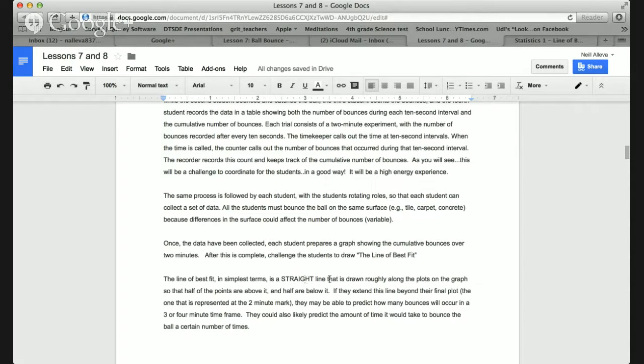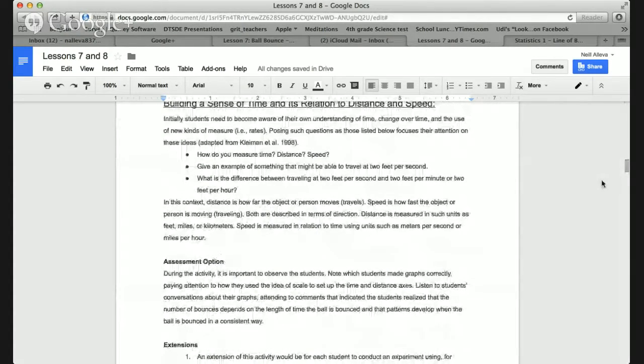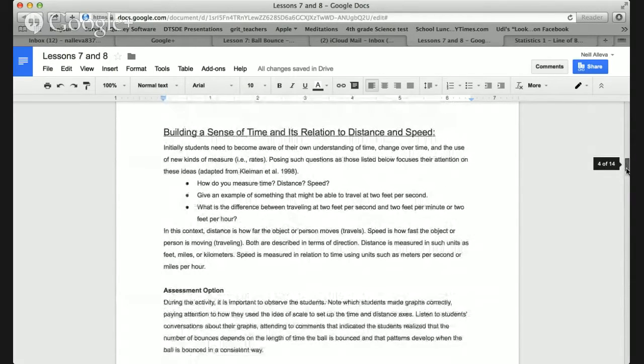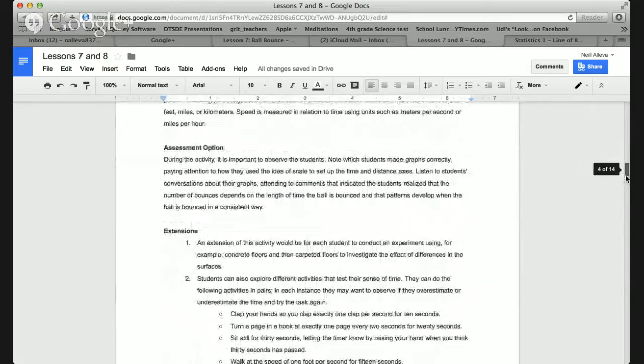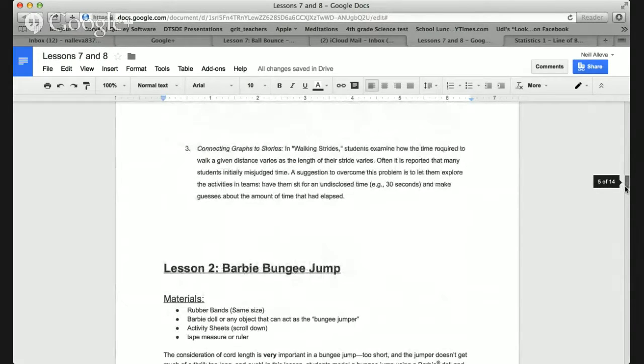So this is the section about the line of best fit. And this here is for you to read on your own about distance and speed. If you need an assessment option, if you need an extension option, it's all right here, and it's all pretty clear. If it's not clear, you know how to get a hold of us. We're sending these PDFs out very soon.